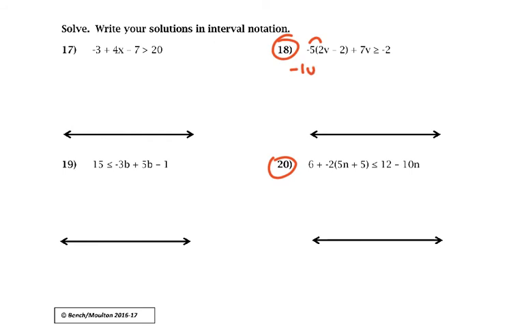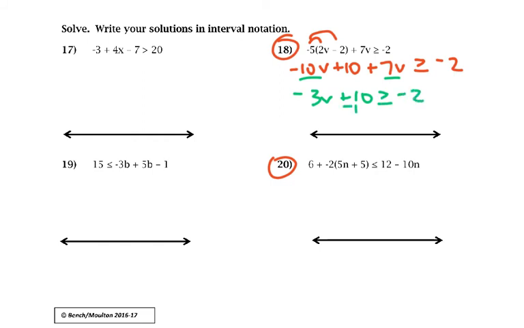So negative 10v plus 10 plus 7v is greater than or equal to negative 2. So I just simplified that. The next thing I'm going to do is combine my like terms. So negative 10v plus 7v, and then plus 10 is greater than or equal to negative 2. And then I'm going to subtract 10. So I'm going to have negative 3v is greater than or equal to negative 2 minus 10 is negative 12.